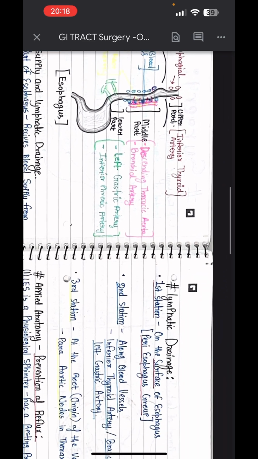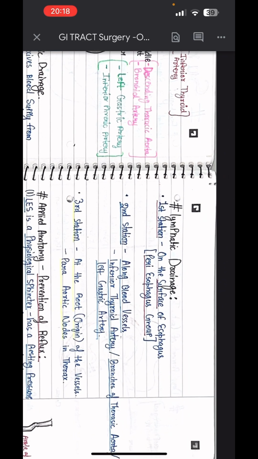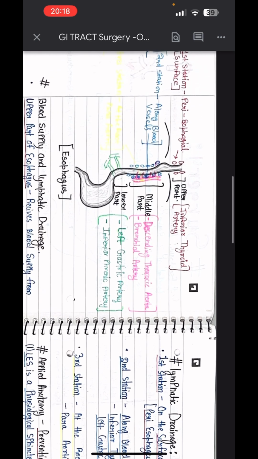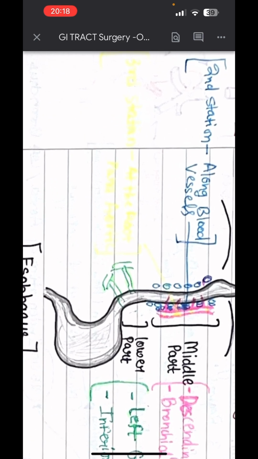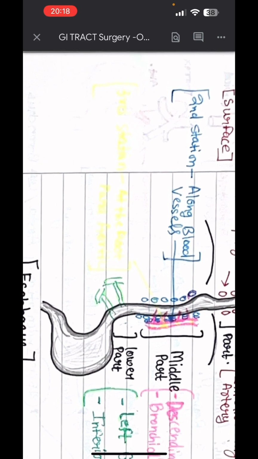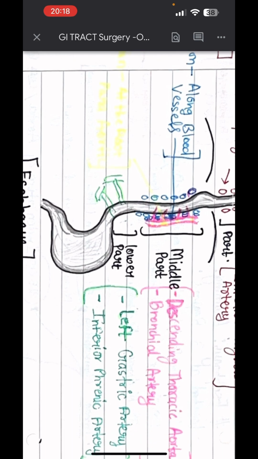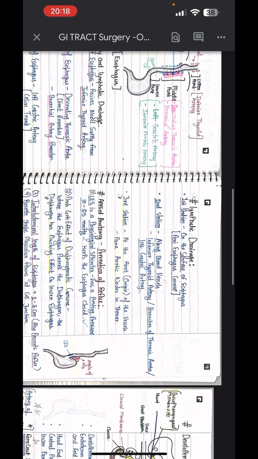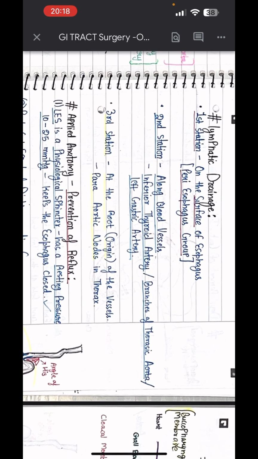And third station should be where? Third station should be where is the root of the blood vessel. So root of the blood vessel is near to the, at the root of a para-aortic also we call it. So here you can see this neon color, it is written here that third station at the root para-aortic. So you have written it here as well. I hope my notes are good printed way.